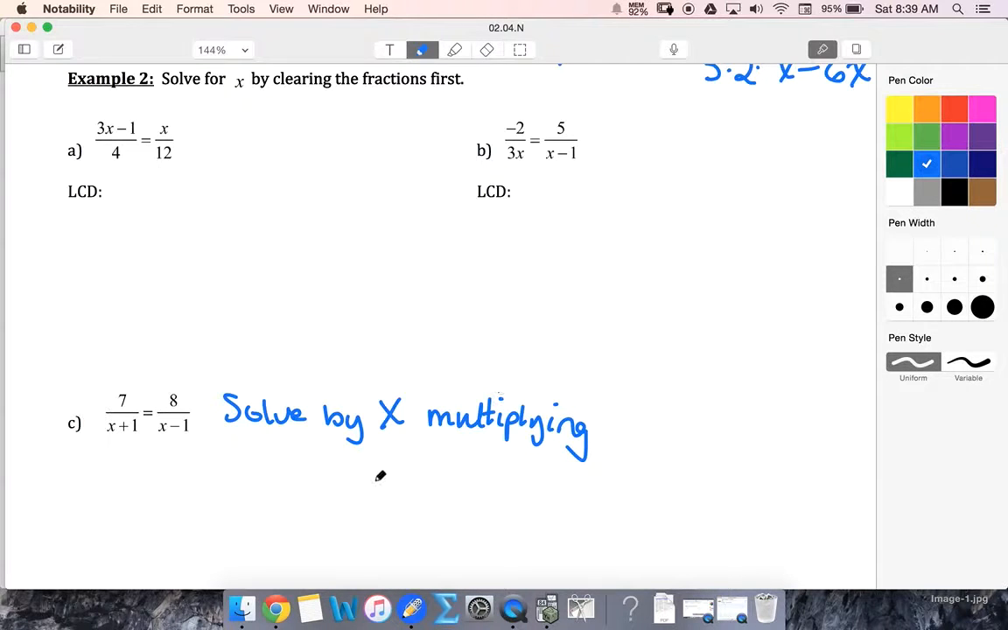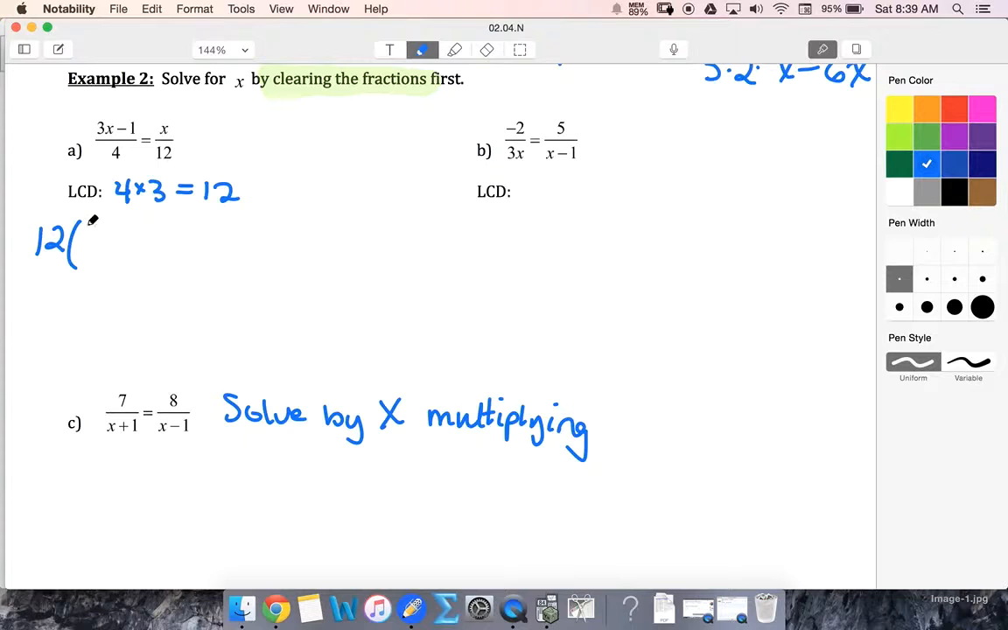So let's look at clearing the fractions first. I've got 4 and 12. Well, 4 is 4 times 1, 12 is 4 times 3. So they share a 4 and they don't share a 3, so their LCD is going to be 12. So I'm going to multiply both sides of the fraction by 12, and what I'm really doing is clearing the fractions. That means they're going to cancel. And that's the whole point of this, is to have no more fractions.